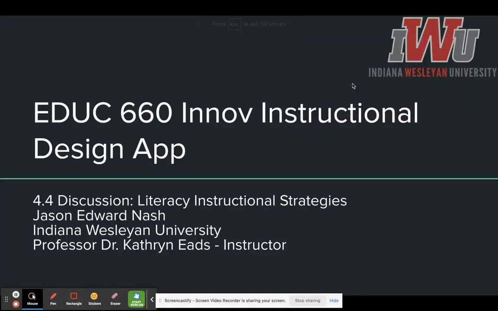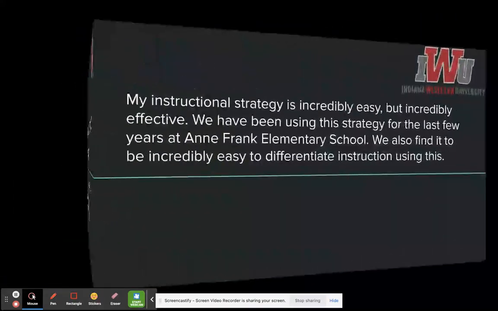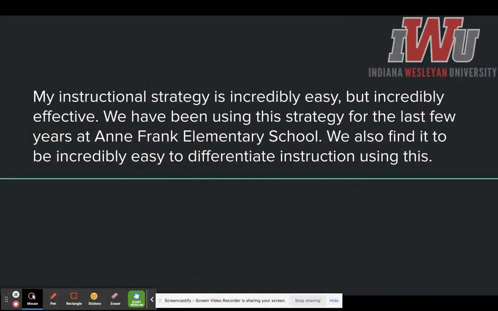Good afternoon. For discussion 4.4, I'd like to show you a literacy instructional strategy that we use here at Anne Frank Elementary. All right, my instructional strategy is going to be incredibly easy, but it's incredibly effective. We've been using this strategy for the last few years here at Anne Frank Elementary School in Philadelphia. We also find that it is incredibly easy to differentiate this instruction by using this simple tool.